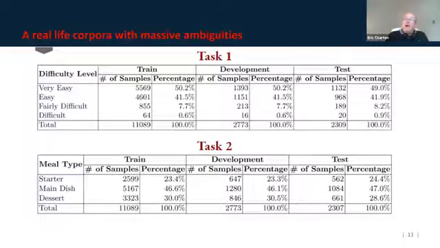This is a real-life corpora. So there are massive ambiguities, and as you can see, for example, on task 1, the difficult label represents just 0.6% of the whole corpora. So you have a really unbalanced label. And on the second task, you have more equiprobability between the topics, but you have this difference of appreciation between what is a starter, what is a main dish, and what is a dessert that creates a lot of ambiguity. So we have 2 tasks, and those 2 tasks cover what we are interested in.